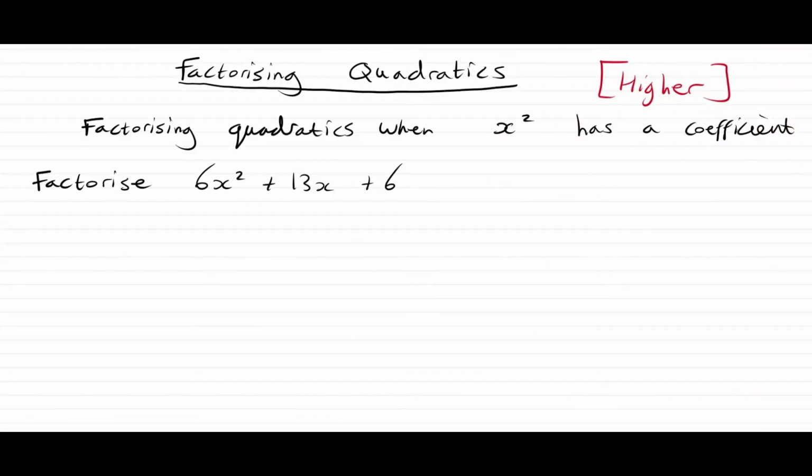So here we're going to look at factorizing quadratics when x squared has a coefficient. Now a coefficient basically is a number in front of the x squared. So in this case, where we're asked to factorize 6x squared plus 13x plus 6, 6 is in front of the x squared. Now these are higher type questions because they're a little bit more involved, but there is a technique on how to do these.